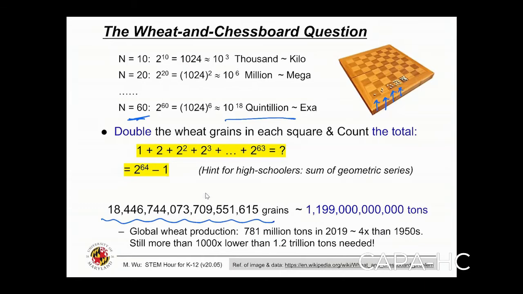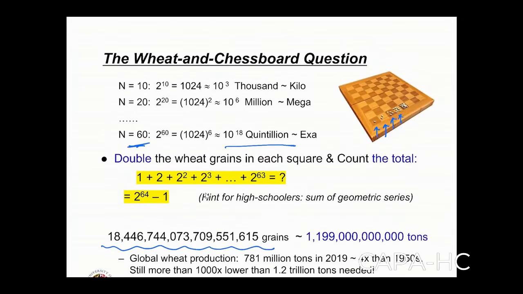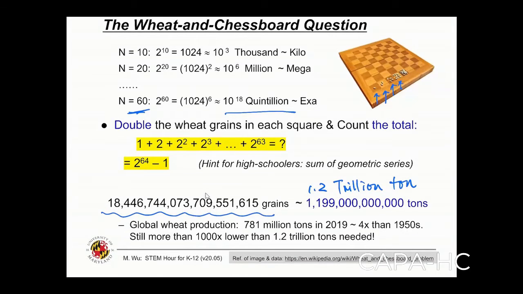And then if we are going to weigh them, it's about 1. So I have a lot of zeros here. Basically 1.2 trillion tons. So 1 ton is 1,000 kilograms, and 1 kilogram is over 2 pounds. So that's a lot of wheat.